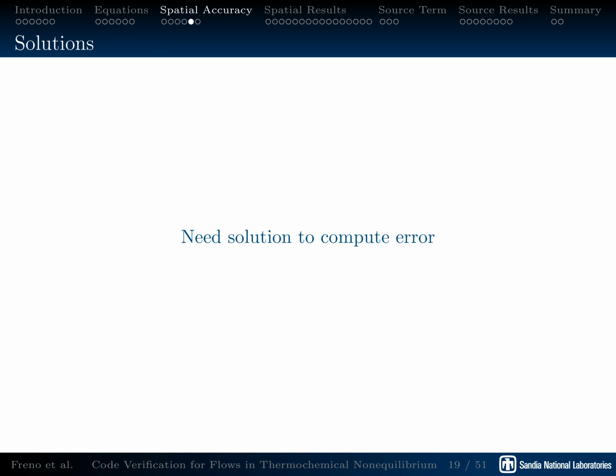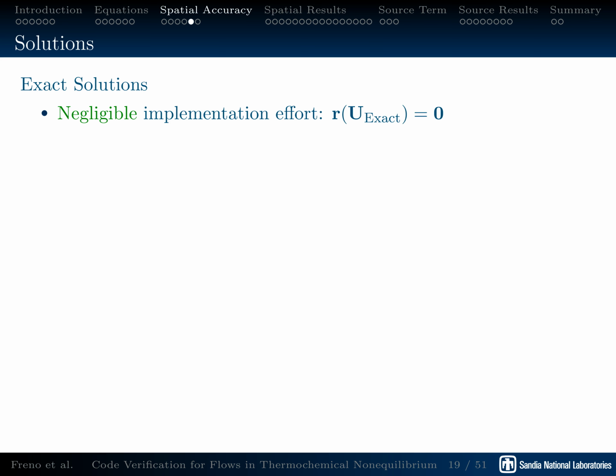However, in order to know the error, we need to know the solution. We can use exact solutions. These require a negligible implementation effort since they satisfy the original equations, but these cases are extremely limited, and they only span a small subset of the application space.